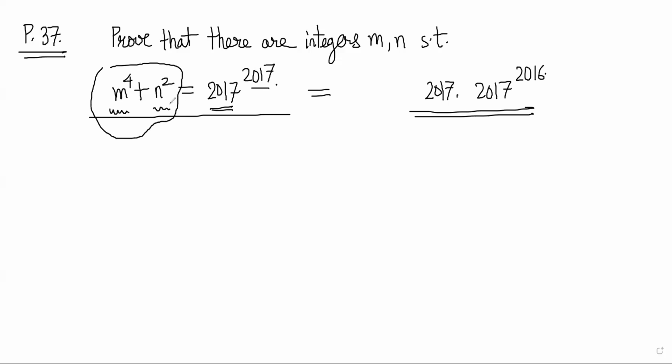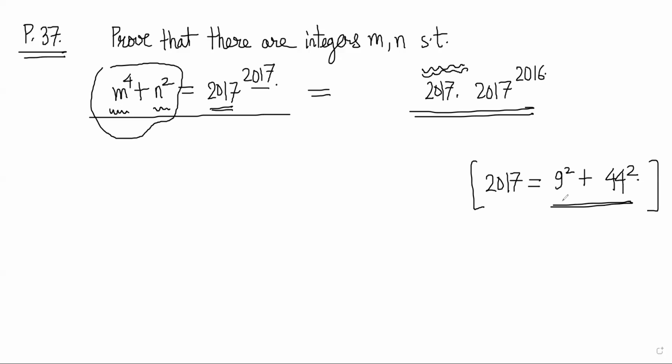So this is the main trick here in this problem. You have to think of, can we do sum of squares for 2017? 2017 is actually the sum of two squares. You can check it. It will be 9 square plus 44 square. This is the key idea here. Because if you can split it as a sum of squares, then the problem becomes a little doable. You can check the square of 44 and add 81 to it. You will get 2017.